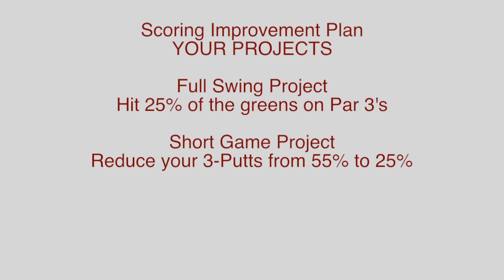When you follow the on-target score improvement plan, you don't want to work on too many things at once. I want my students to focus on only one full swing project and one short game project. For your full swing project, I want you to work towards improving your approach shot performance by hitting 25% of the greens on par 3s. For your short game project, I want you to work towards reducing your 3-putts from 55% to 25%.